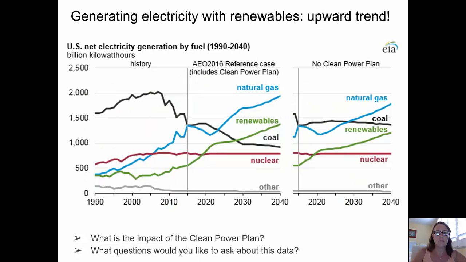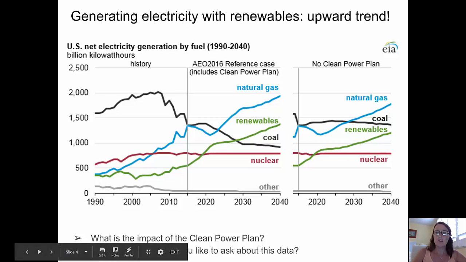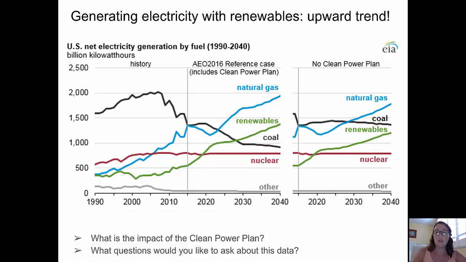Again, this data is from the EIA. It shows us data from 1990 to present with a projection out to 2040. So it shows us the historical data on the left side of the chart. On the far right side of the chart, we can see data for natural gas, coal, renewables, nuclear, and other in a scenario where there is no Clean Power Plan in effect. And the data set in the middle shows us those same resources for a Clean Power Plan in effect.